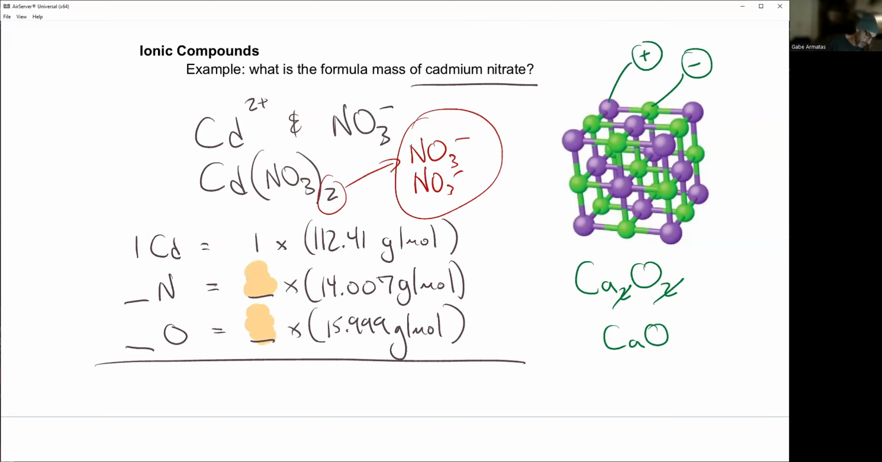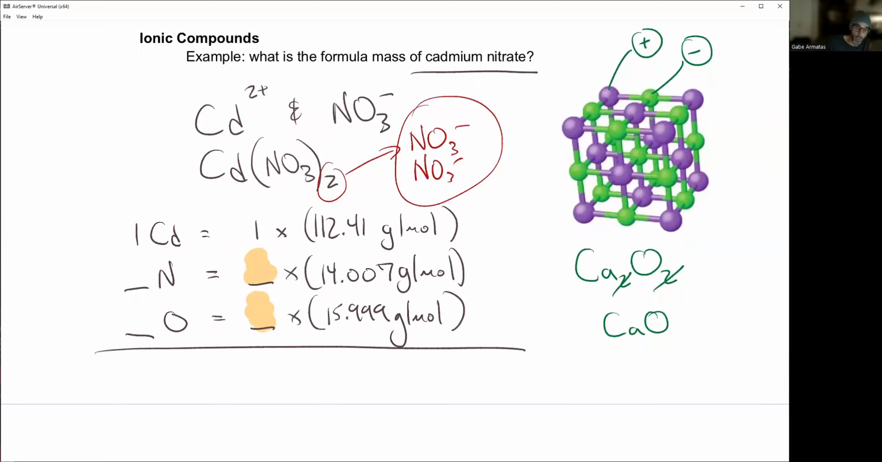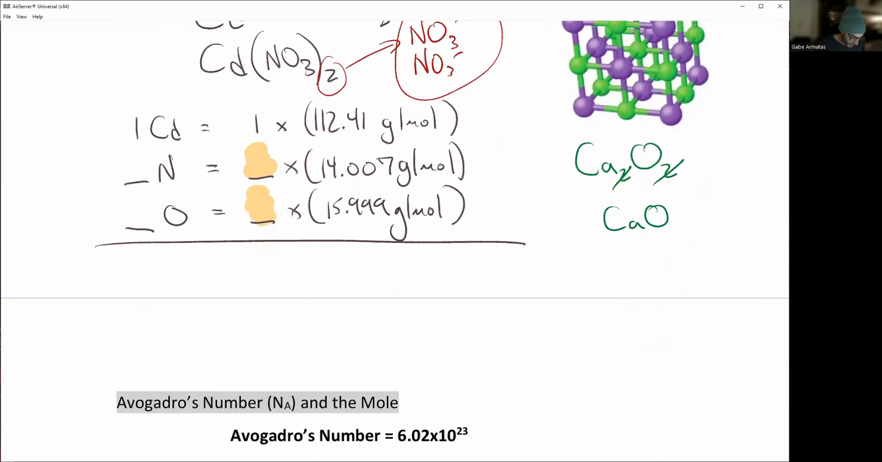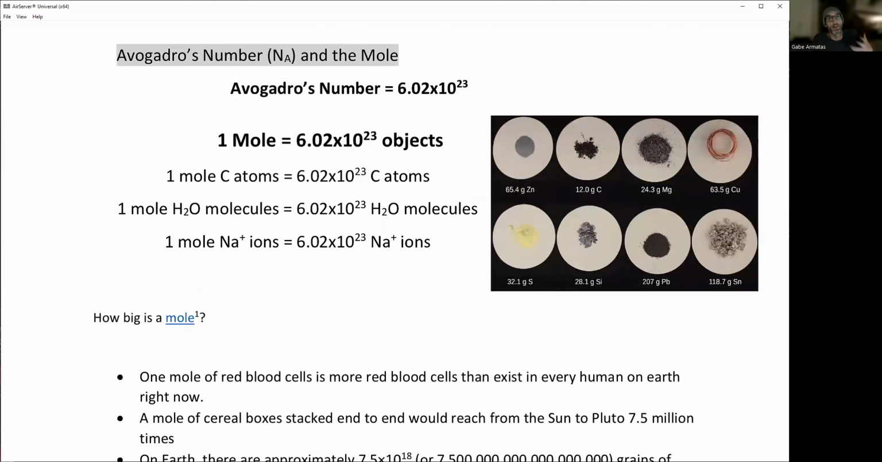Okay, so that's how we deal with subscripts. How many nitrogens, how many oxygens, how many cadmiums, and then we multiply it out. Good. Okay, so pretty simple, straightforward for an ionic compound, but that's the idea. Just take the 2 ions you've got and figure it out. So now let's get into this idea of, why is any of this important?